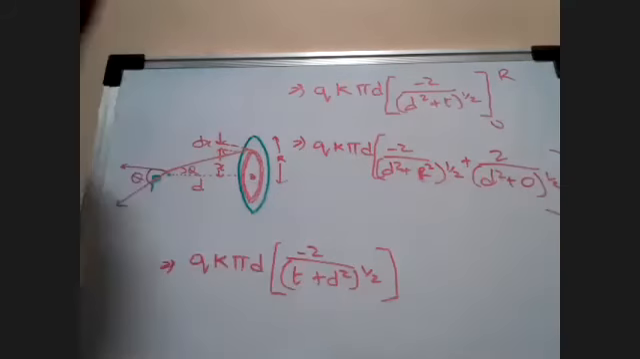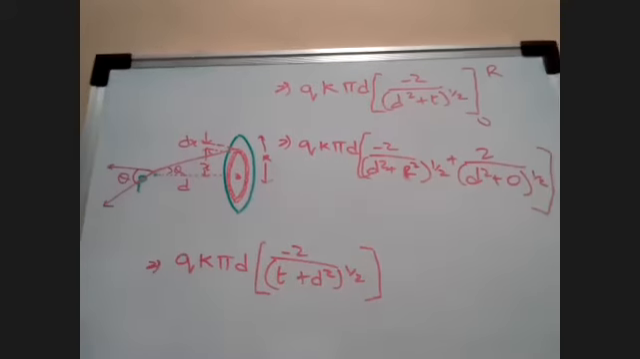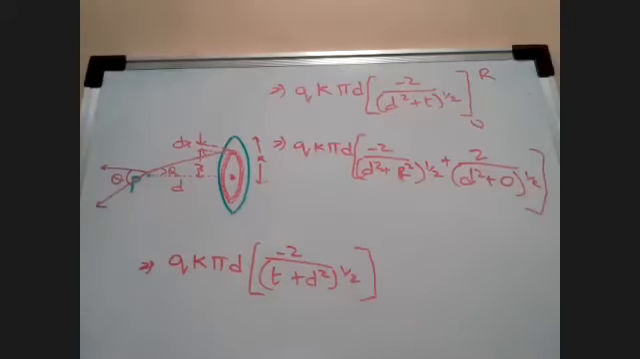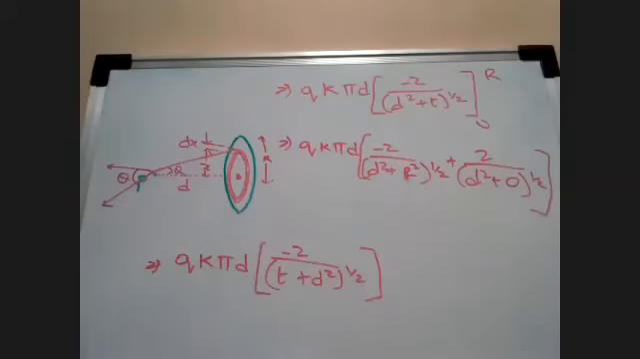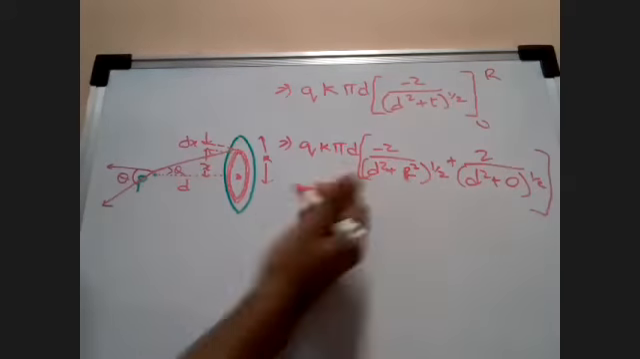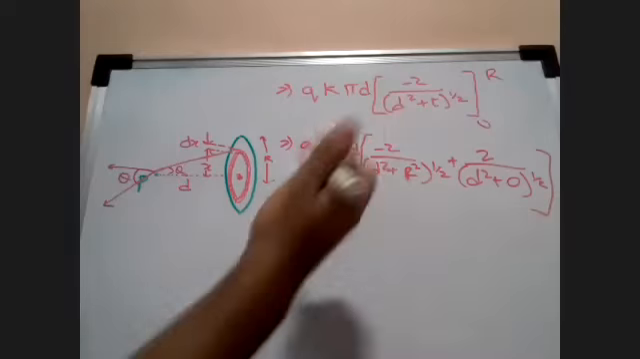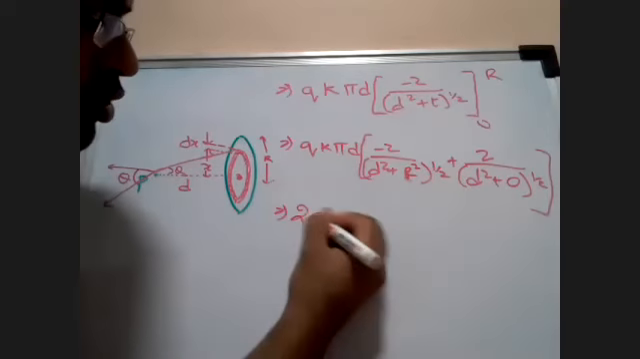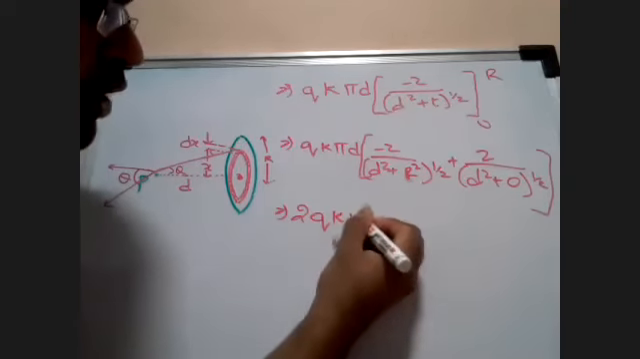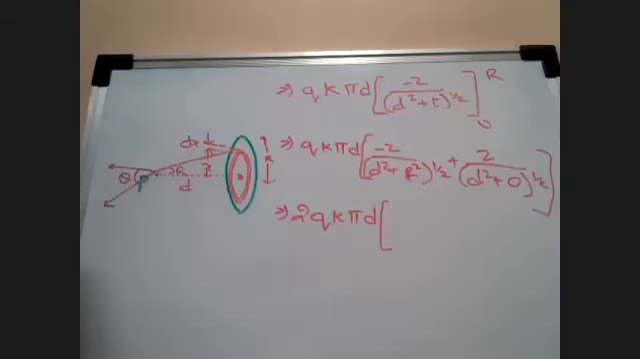Am I right? Is this understood? Yes, sir. You all are getting it? Okay. Now what is the entire thing going to become? If I remove 2 out, I will get 2 q k pi d. Okay, and I'll take d inside. If I take d inside, what will I get?